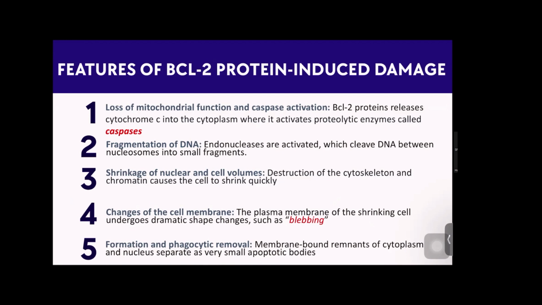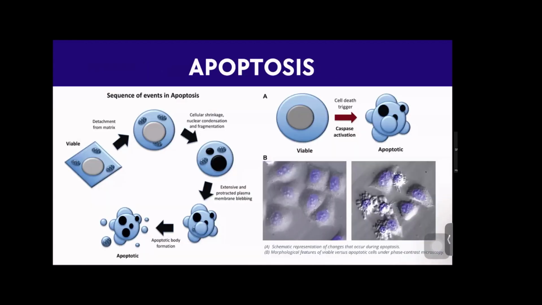Now, the fourth feature is the changes of the cell membrane. The plasma membrane of the shrinking cell would undergo dramatic shape changes such as blebbing, or the irregular bulge in the plasma membrane of your cell. The fifth feature is the formation and phagocytic removal of apoptotic bodies. The membrane-bound remnants of cytoplasm and nucleus would separate as very small apoptotic bodies. So this is the sequence of events in apoptosis.